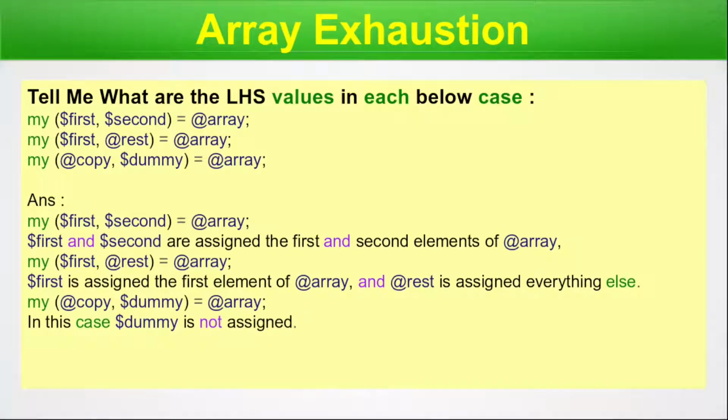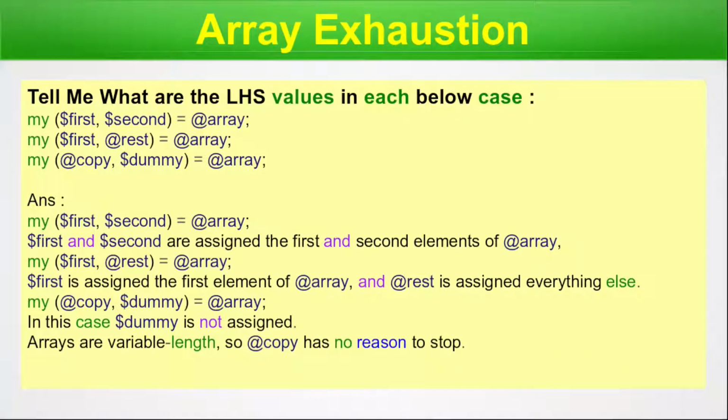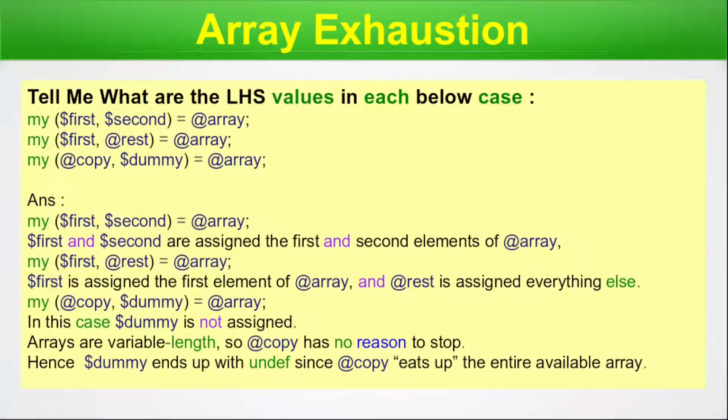Now this is strange. You say, okay, in the first cases, the first and the second got justice and this is an injustice. No, it is not injustice. It's the way the code works. Arrays are variable length, so the copy has no reason to stop, because in the first element we have an array, the entire array goes to the copy and sits there, so nothing is left on the right hand side, and $dummy is unassigned. Hence $dummy ends up with undef, since the copy eats up the entire available array.